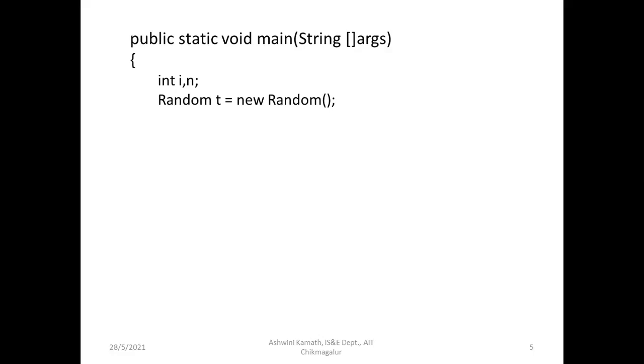Okay, you can give any name for the object. I have given it as t. Random t = new Random().